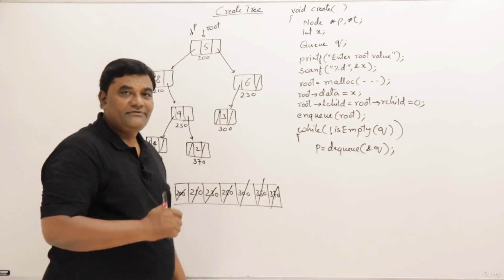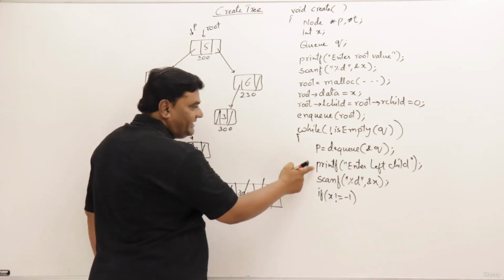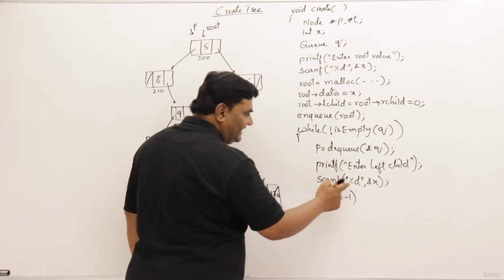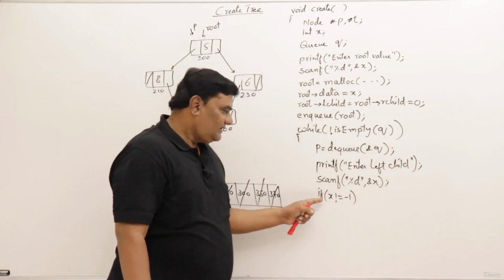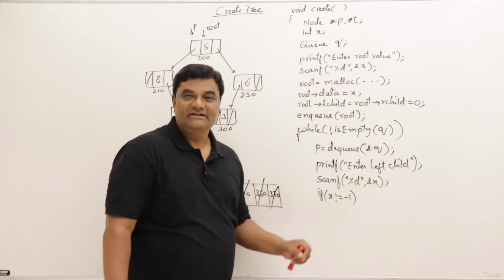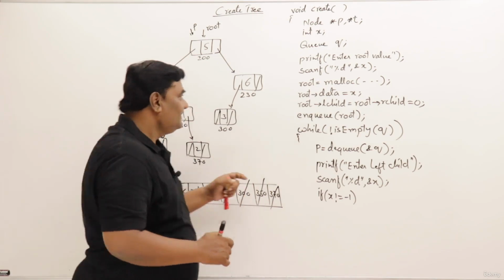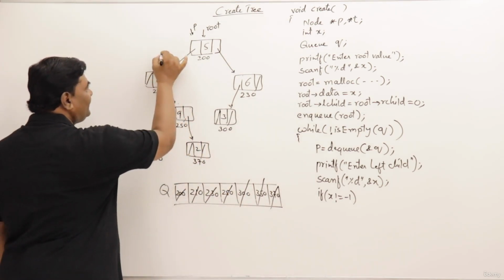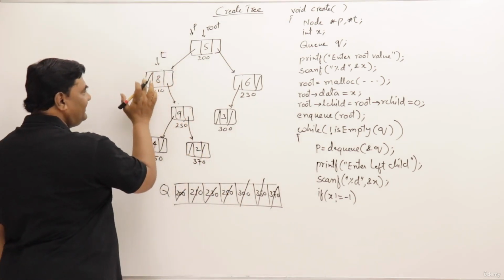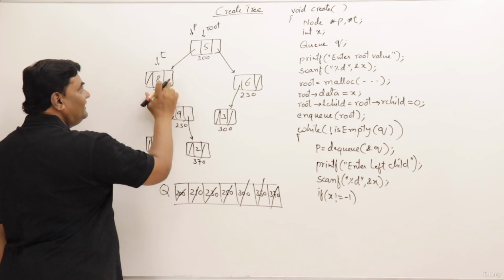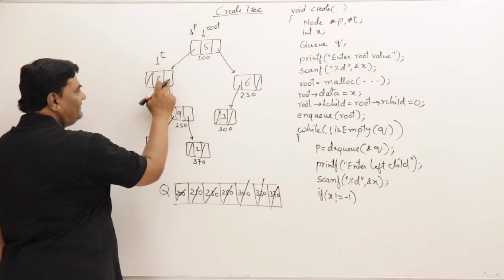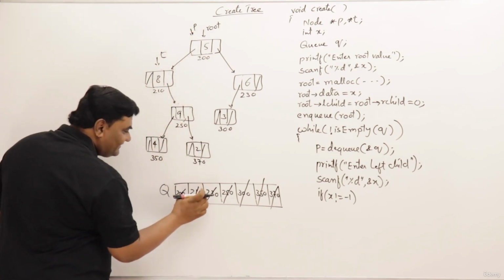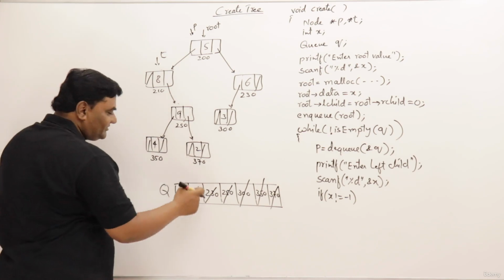So I will write the steps for the left child. Printf enter left child, scanf take the value in variable x. Here I am checking if x is not equal to -1. If it is not -1, then we will create a node with the help of a temporary pointer, enter the data, make the children null, make p's left point to that node, and also insert the address into the queue. All these steps I have to do.